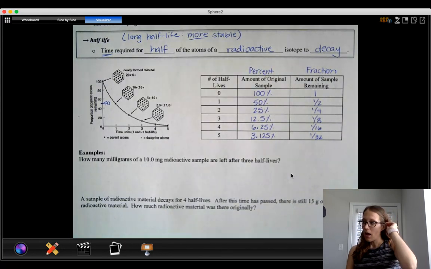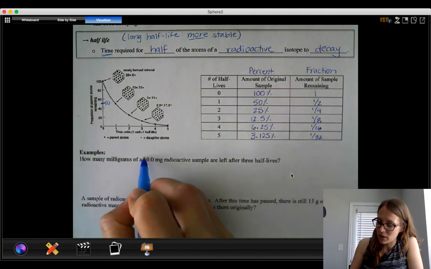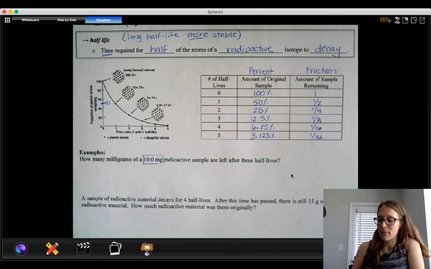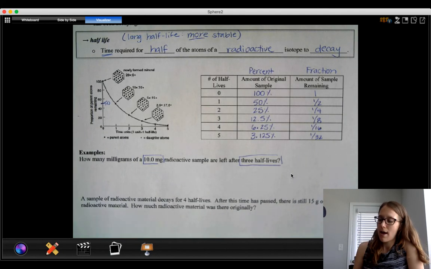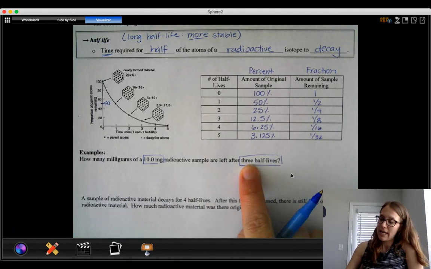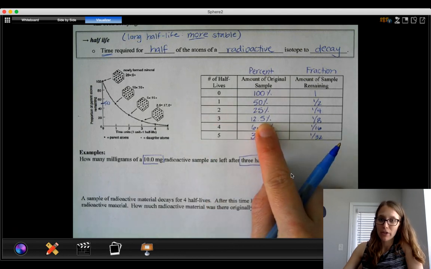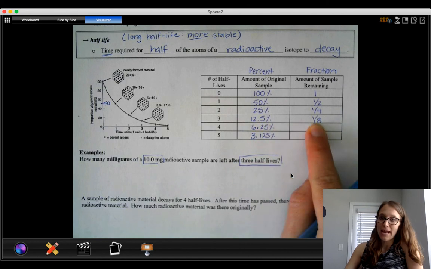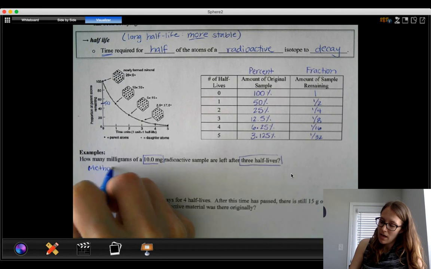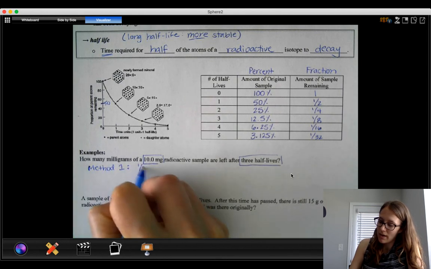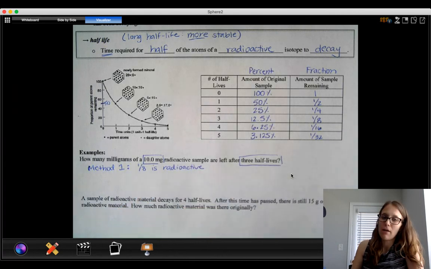So for our first part on here, how many milligrams of a 10 milligram radioactive sample are left after 3 half-lives? There's a couple of ways to solve this. The first would be to look in our chart and see after 3 half-lives, I have only 12.5% of my original sample is radioactive, which is 1/8. So here's method 1. I could use that chart to say 1/8 is radioactive from the chart above.